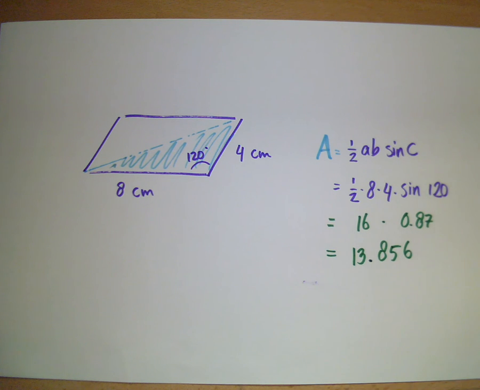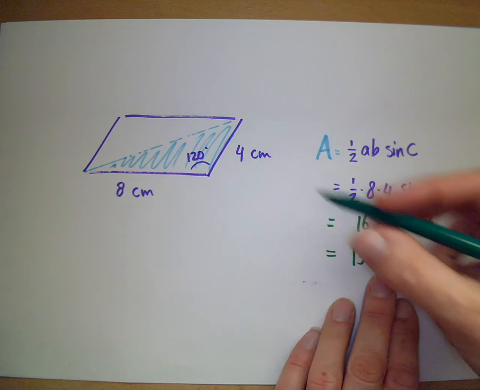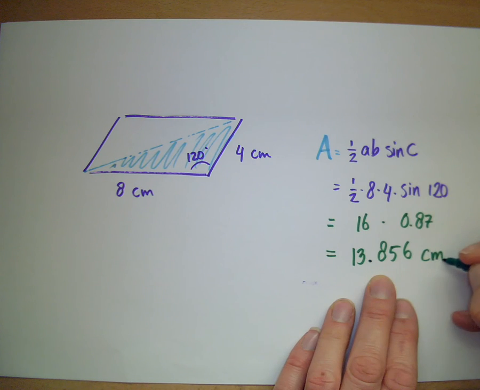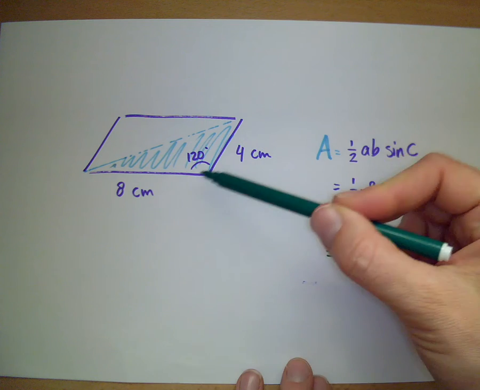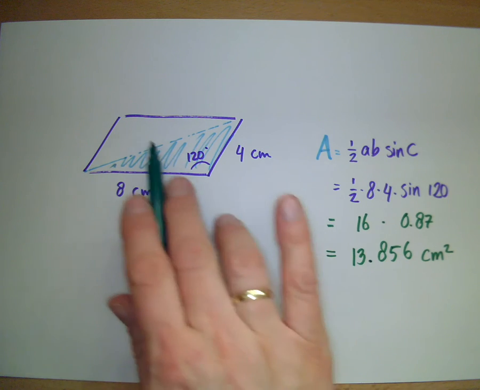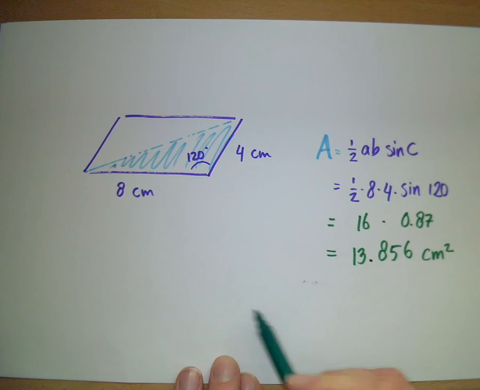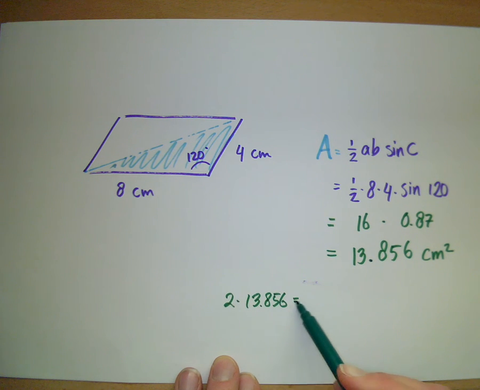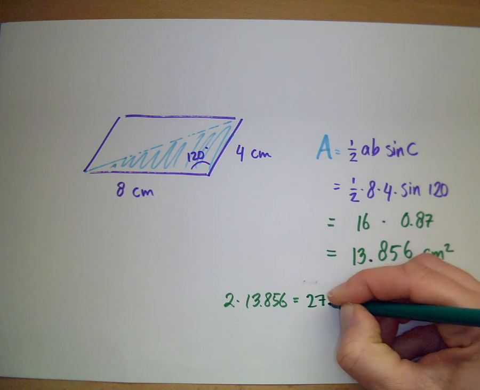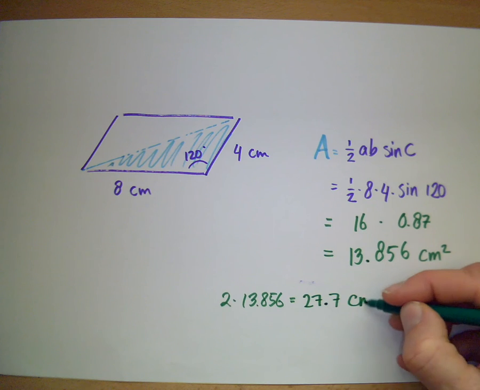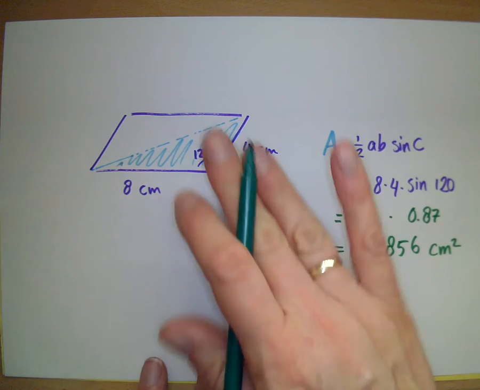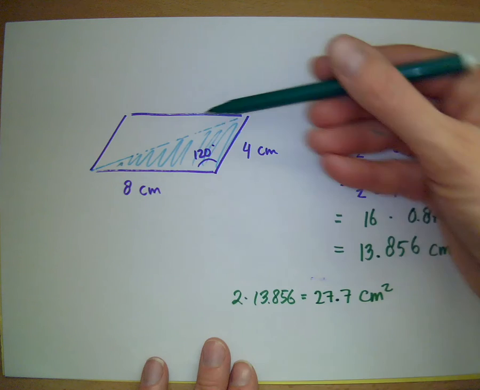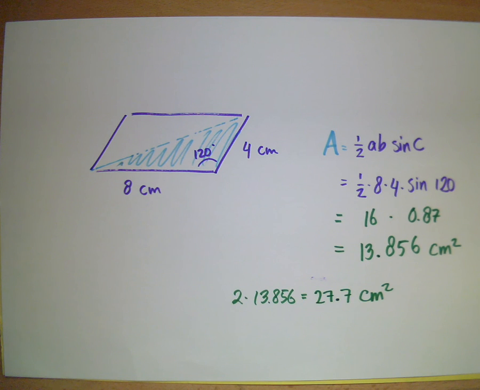16 times 0.87 equals 13.856. And we're talking centimeters, so centimeters squared, that is one of these triangles. And the parallelogram is made up of two of the same triangles. So 2 times 13.856 would be the entire shape, which is 27.7 centimeters squared.